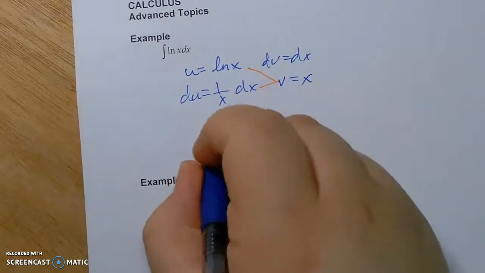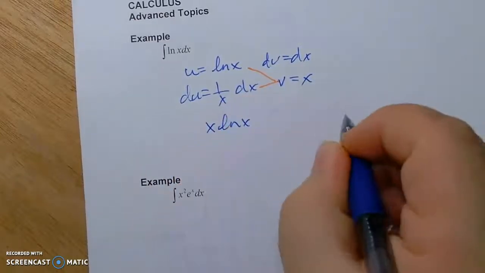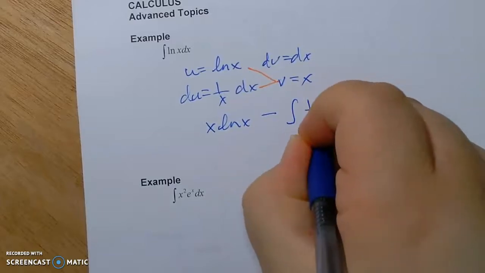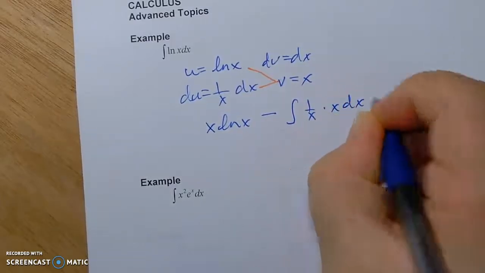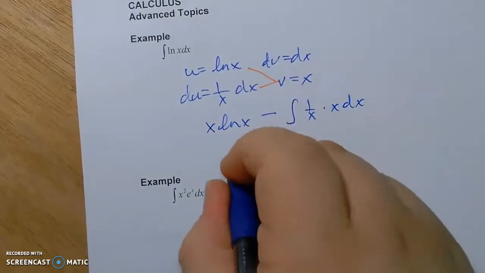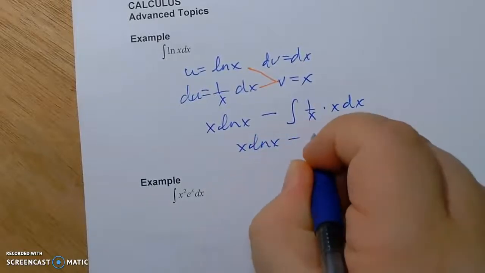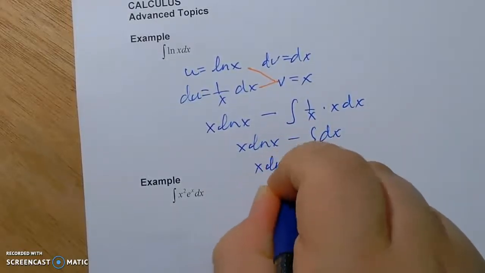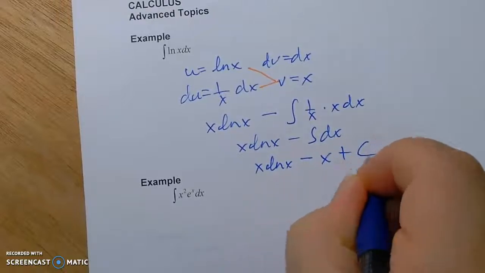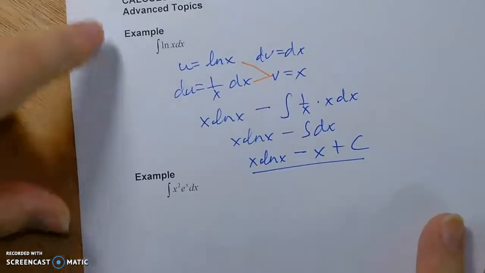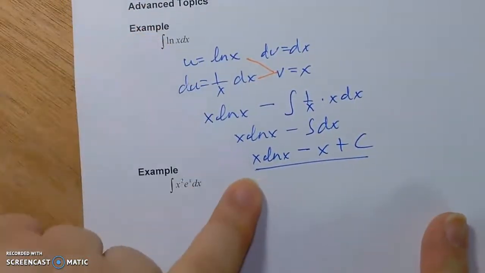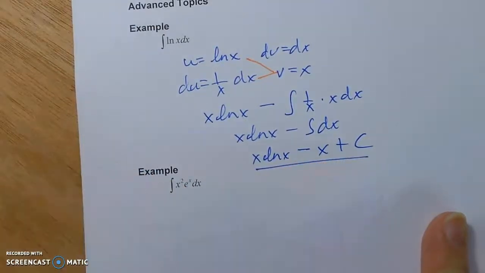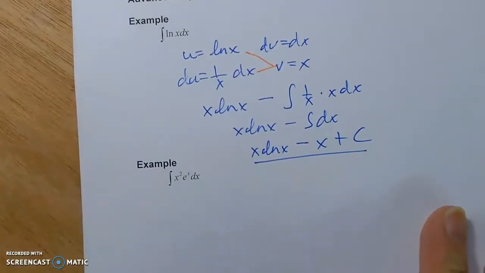And we get x ln x minus the integral of 1 over x times x dx. Well, that's x natural log of x minus the integral of 1 dx. So x natural log of x minus x plus c. So the integral of natural log of x is x natural log of x minus x plus c. Now we can do it.